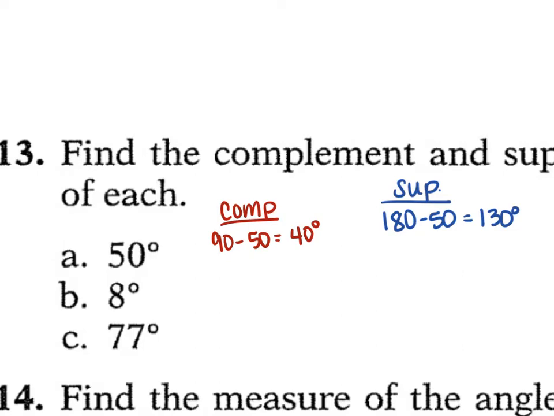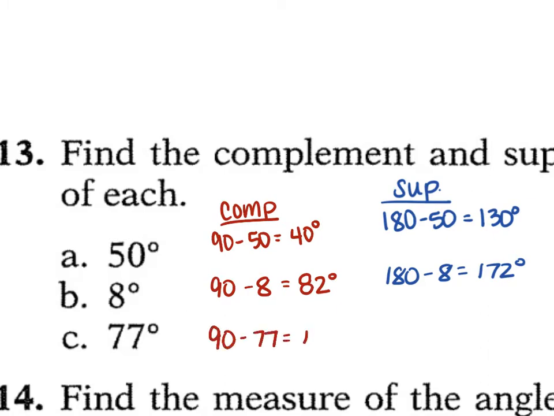For B, you have 8 degrees, so 90 minus 8 is 82 degrees. And for your supplement, 180 minus 8 is 172 degrees. For C, we're given 77 degrees, so to find the complement, we do 90 minus 77, which is 13 degrees. And for the supplement, we do 180 minus 77, which is 103 degrees.